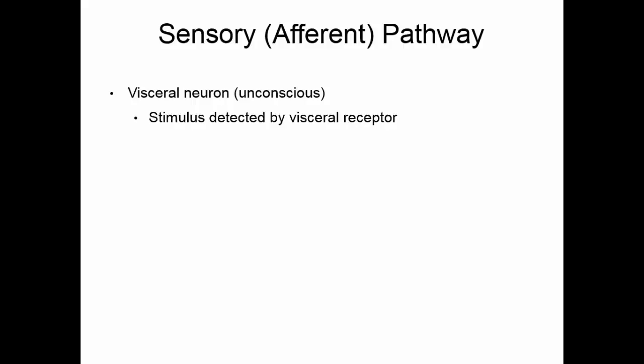The sensory or afferent pathway is getting information into the central nervous system, and we have both visceral and somatic incoming information. If a visceral neuron picks up the stimulus, this is going to go to our unconscious brain. The stimulus is detected by a visceral receptor, something inside one of our internal organs. That first order sensory neuron will carry the information from the receptor to the central nervous system. This neuron is in the peripheral nervous system.